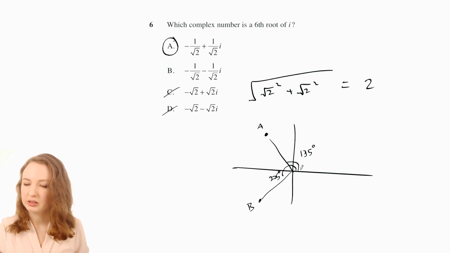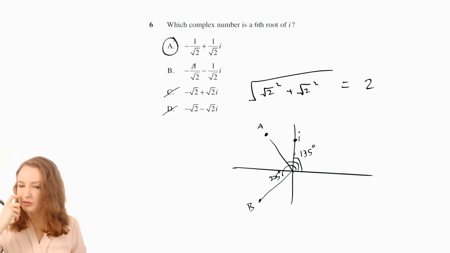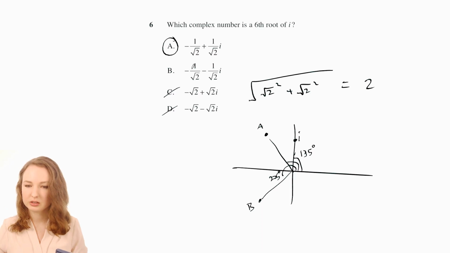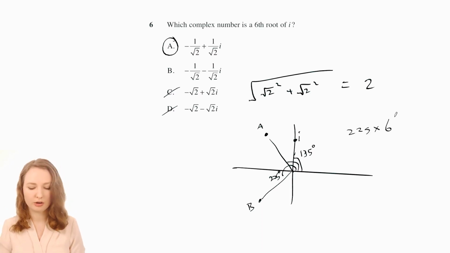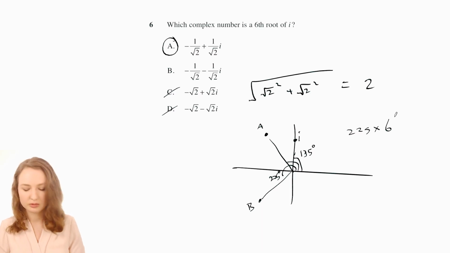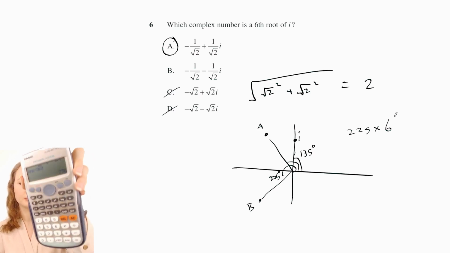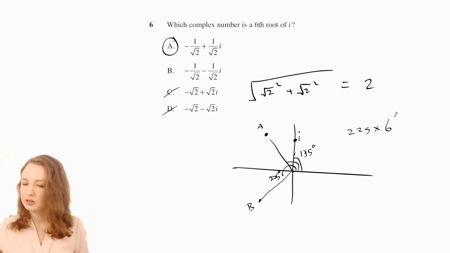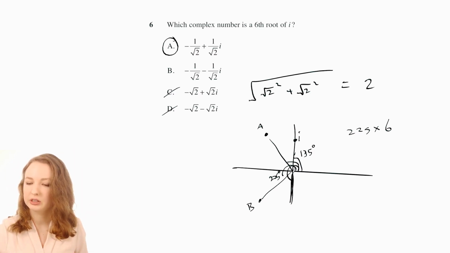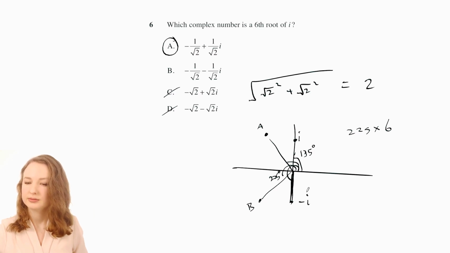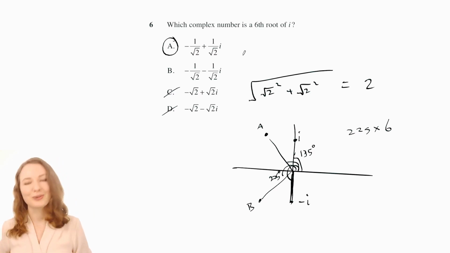So 90 degrees is up here, so that's where i is. So that one's right. That one, 225 times 6, and then take off however many multiples of 360 you need. For another 360, you get 270. So that'll be down here at -i. So A is definitely the right one.